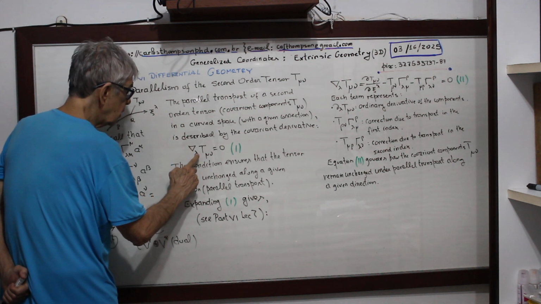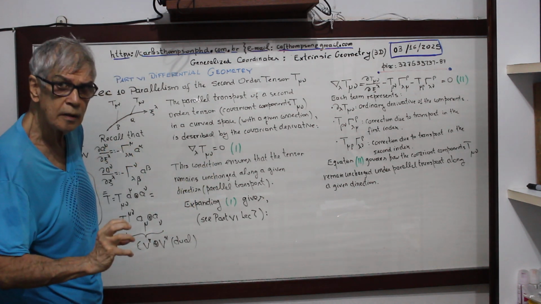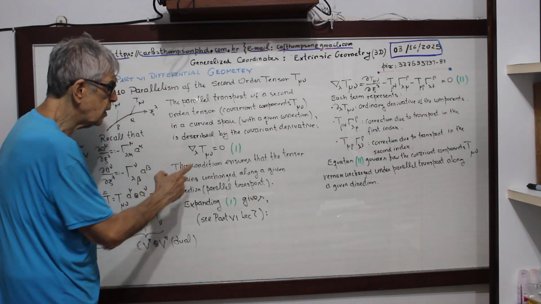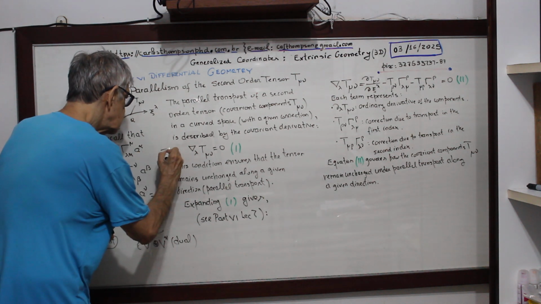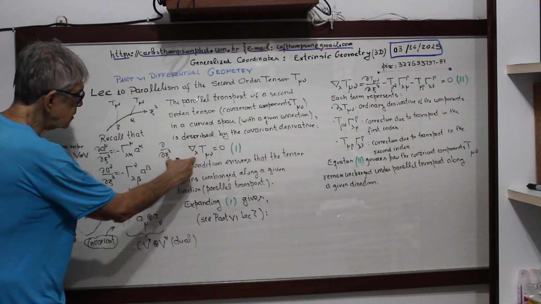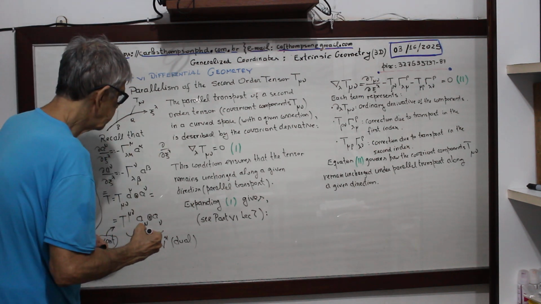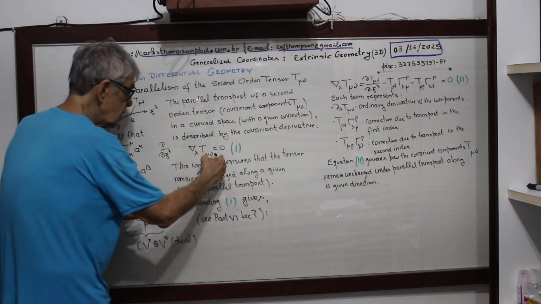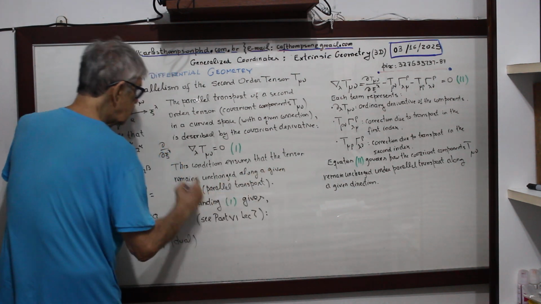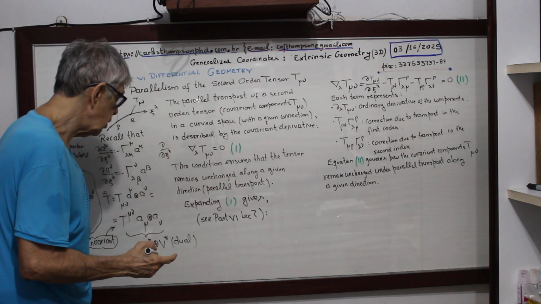Attention now, lambda, mu, and nu are lower index. And also remember that this lambda here corresponds to this partial of C lambda. You see, this is in the denominator. This is C lambda, the curve. Now, this condition here ensures that the tensor remains unchanged along a given direction. See? Now this is what we call parallel transport.